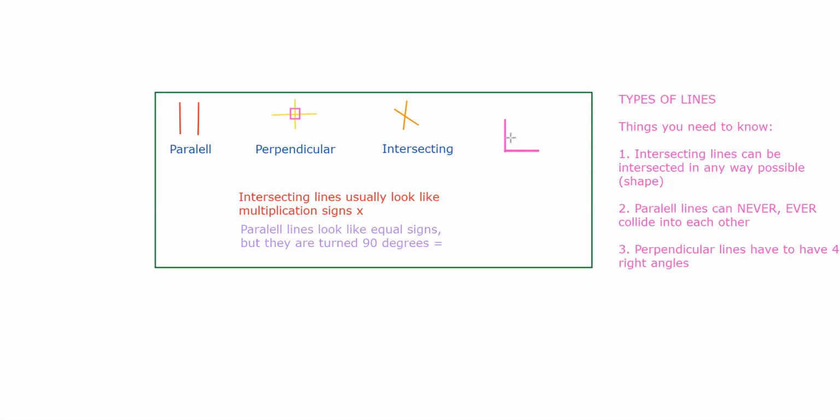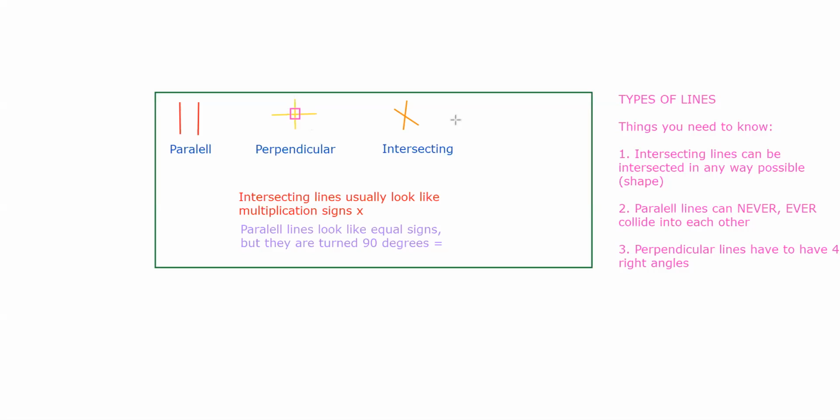Let me do that again. I'll do it in red so it stands out. You can put a little square right there, and if that square looks perfect to you, then it is a 90-degree angle. So that's one way you can classify if it's a 90-degree angle.